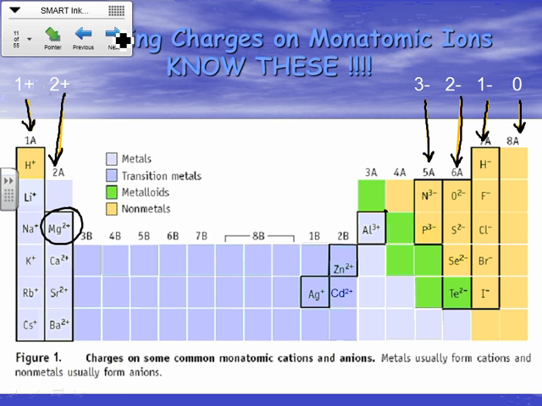The one thing that you kind of have to remember, and I wouldn't label the whole column this way, but aluminum forms a 3 plus charge. It's kind of a weird thing in group 3A, where it will regularly give away 3 electrons to form an ion. Everybody all right with how that works on the periodic table?